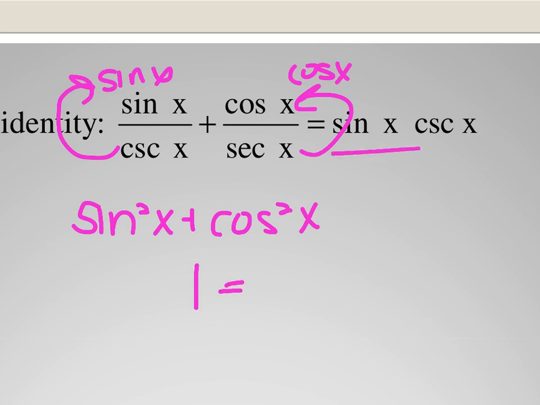So this is when you'd have to look at the right-hand side and say, okay, what can I do with that side? What is cosecant x? 1 over sine x. And then they cancel, and 1 equals 1. Anybody do the least common denominator on the left-hand side? Like cosecant x times secant x? That's obviously another way to do it, but that's a lot more complicated.